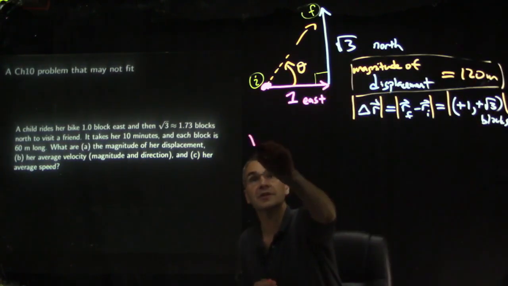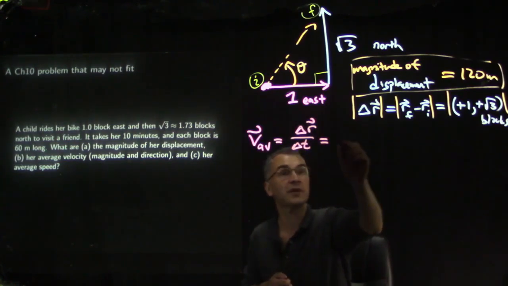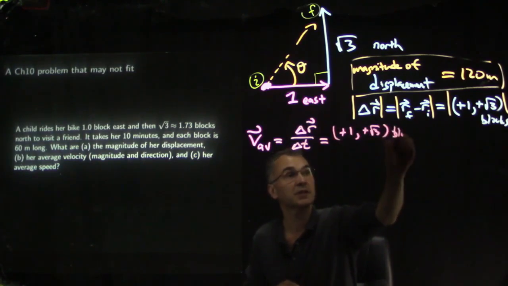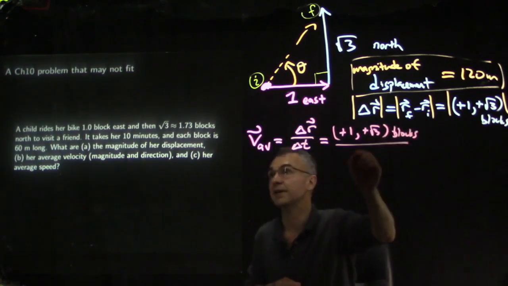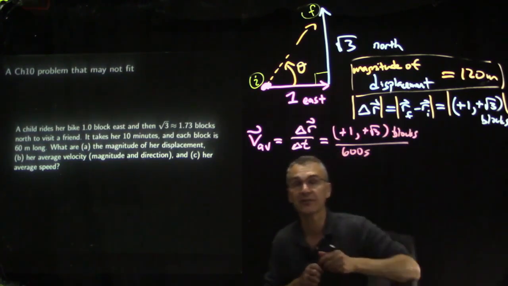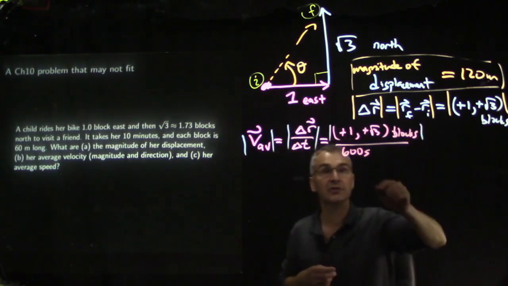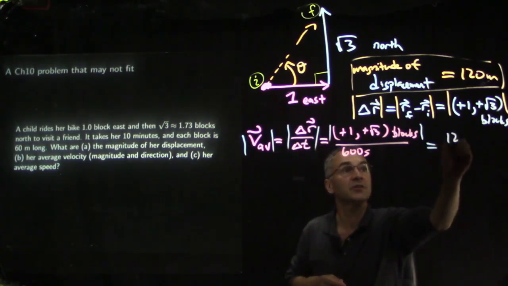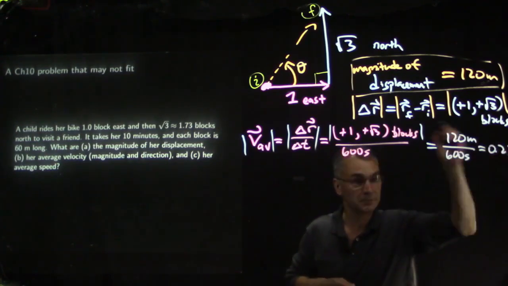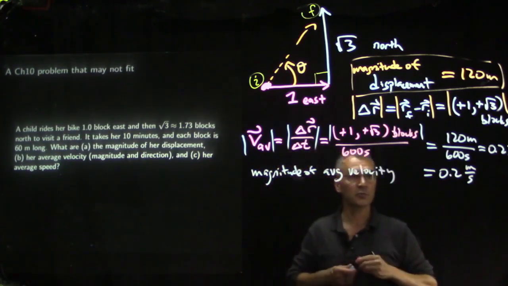Her average velocity is her displacement divided by the elapsed time, which is this vector plus 1 comma plus square root of 3 in vector form blocks. We could convert it to meters if we wanted to, divided by 10 minutes, which is 600 seconds. But now we actually want the magnitude of her average velocity. Well, the magnitude of her average velocity is the magnitude of this stuff, and we already worked out the magnitude of this numerator. So this is 120 meters divided by 600 seconds, which is 0.2 meters per second. So the magnitude of her average velocity is 0.2 meters per second.